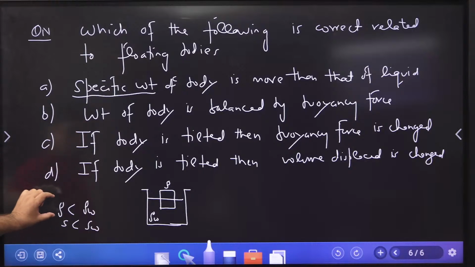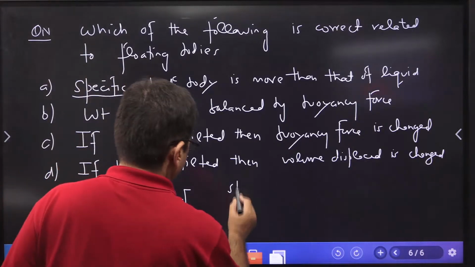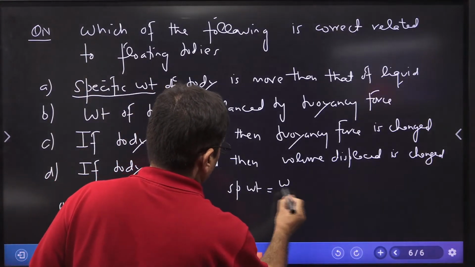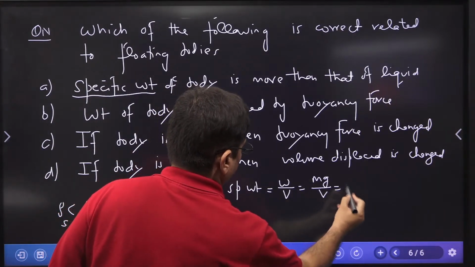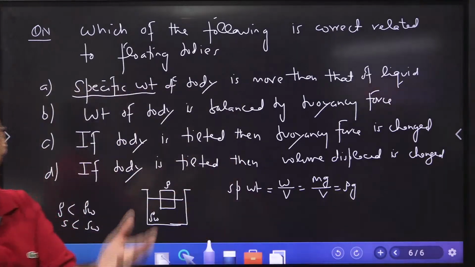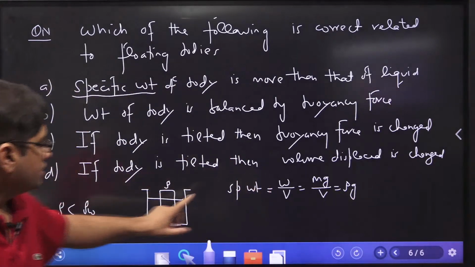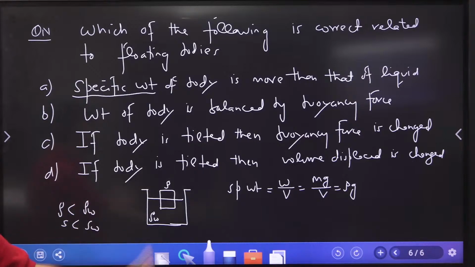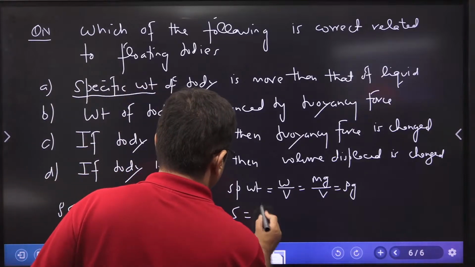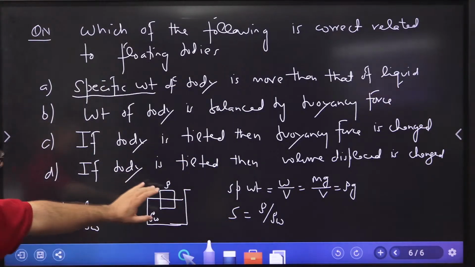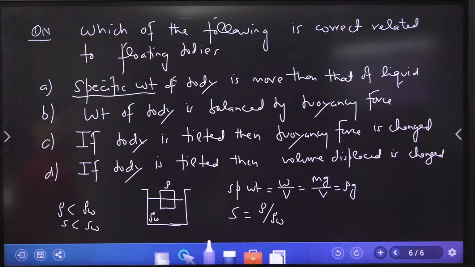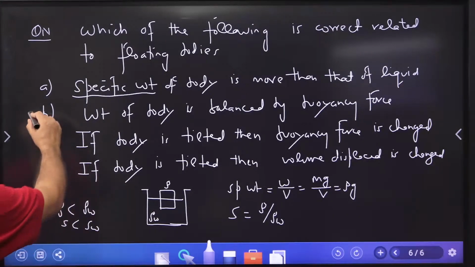Specific weight is nothing but weight per unit volume, which is mg per unit volume, which is rho into g. G remains same, so I am comparing the density. Density of the body is less than density of liquid, then only it is floating. And how are density and specific gravity related? Specific gravity is density over density of water. So the first is incorrect. Weight of the body is balanced by buoyancy force, that is correct.